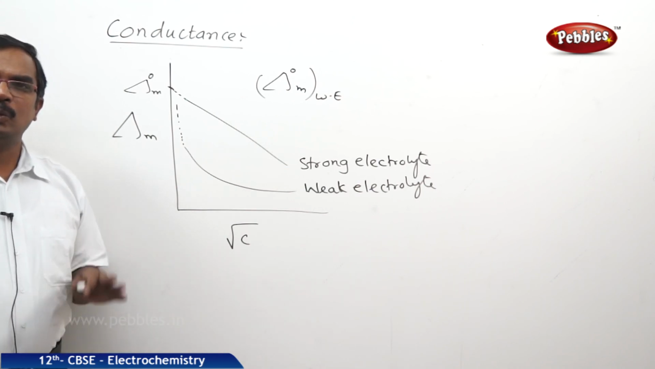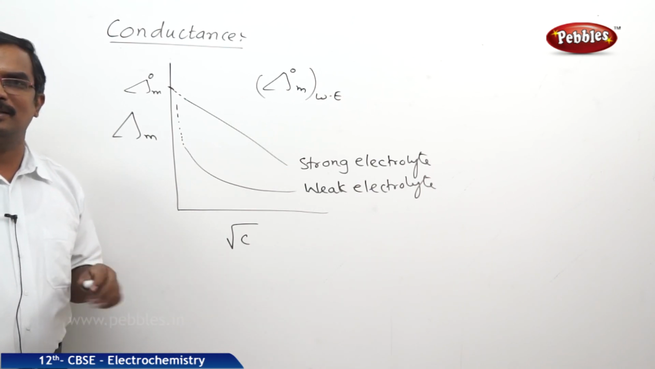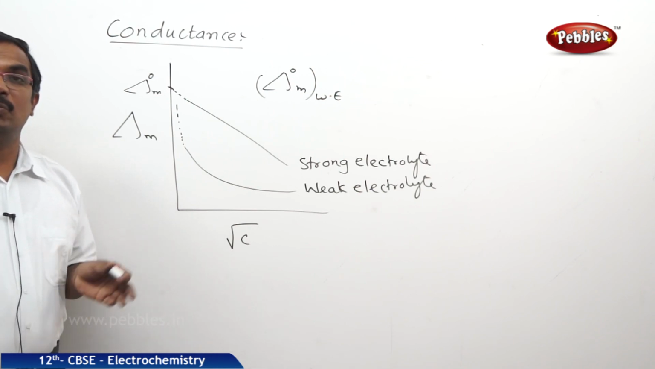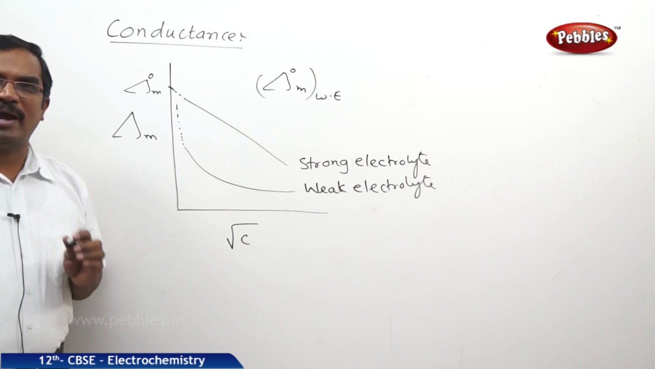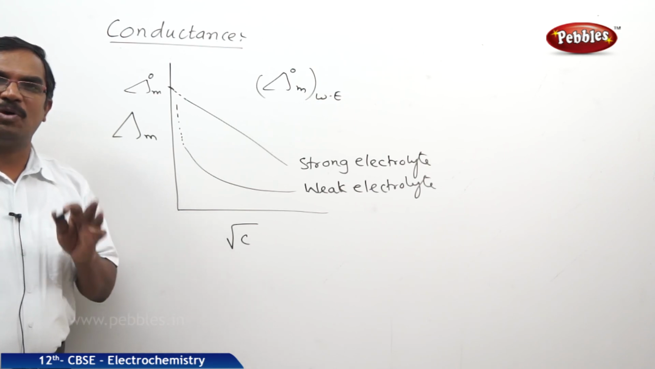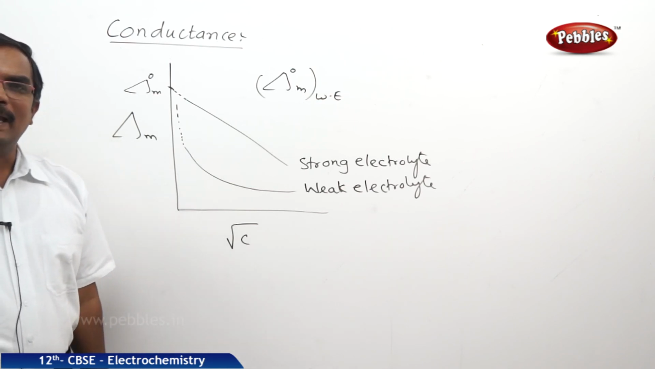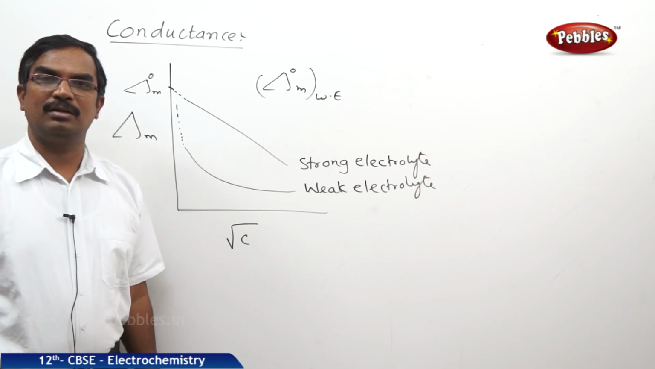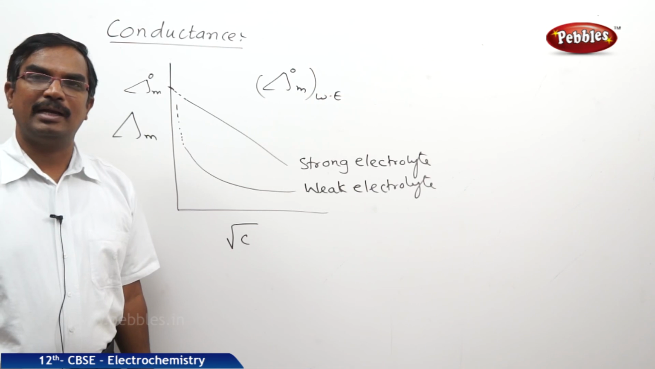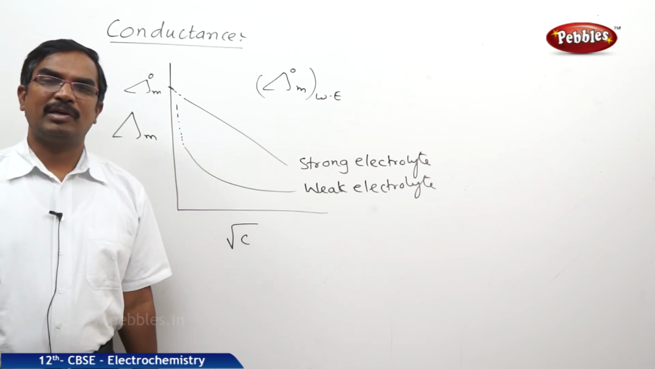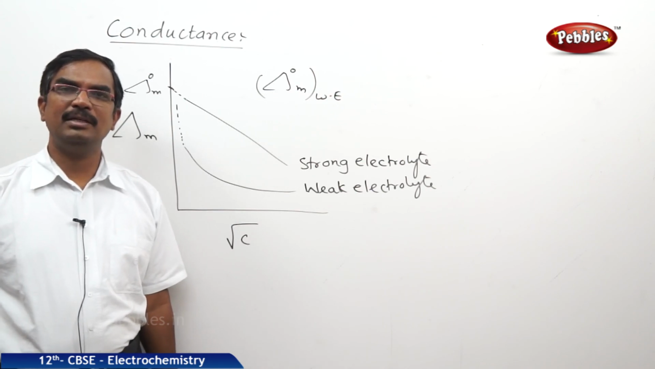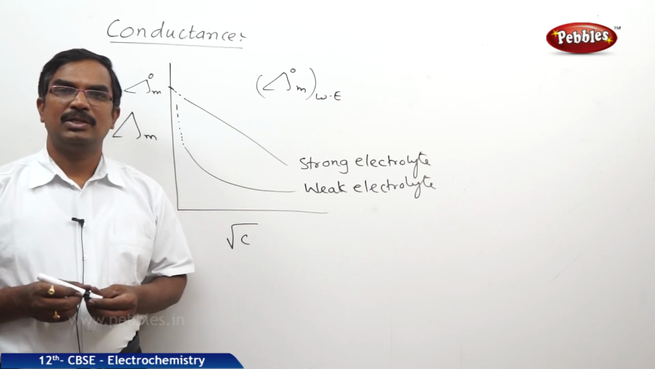That's why, in order to avoid these kinds of uncertainties, Kohlrausch's law has been introduced, which is used to find out the equivalent conductance of the corresponding weak electrolytes at infinite dilution. So we can also call that conductance as limiting conductance of the corresponding solution.